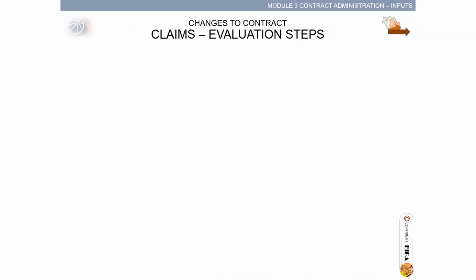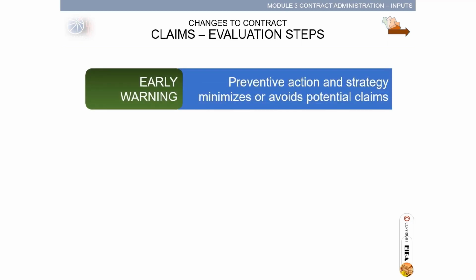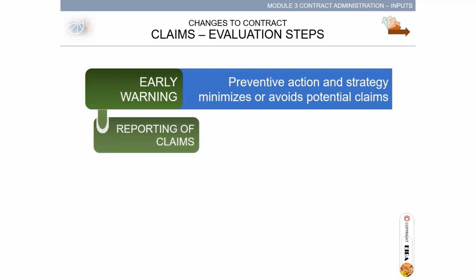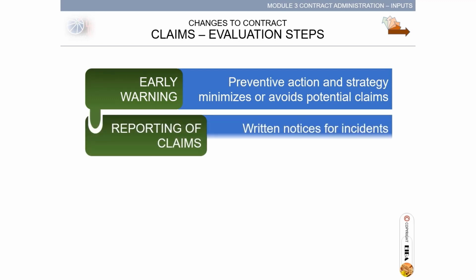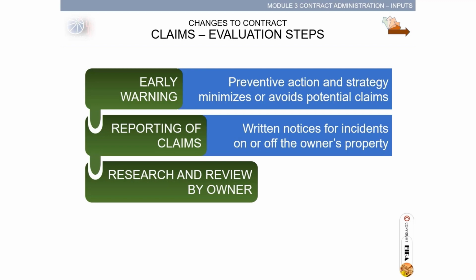The evaluation steps on claims. The contract should clearly define the ways to settle the claims arising in the project. Early warning. Preventive action and strategy minimizes or avoids potential claims. Reporting of claims. Written notices for incidents on or off the owner's property. Research and review by owner.